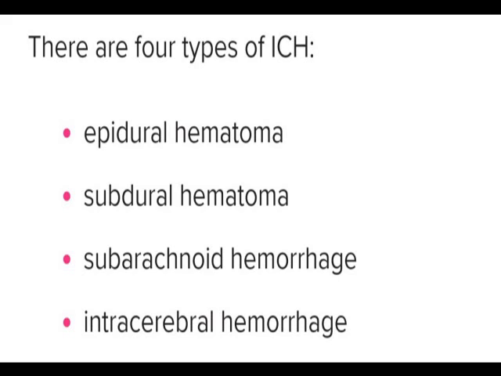Next one is the subarachnoid hemorrhage. That means it is the bleeding between the brain and the tissue that covers the brain. Next one is the intracerebral hemorrhage. That means it is bleeding inside the brain, and this is the most common type of ICH, and it occurs with a stroke. The symptoms include headache, difficulty in speaking, nausea, confusion, drowsiness, seizure, coma, etc. To prevent ICH, wear a helmet while riding a bike, always wear a seat belt, and try to avoid falls in old age.